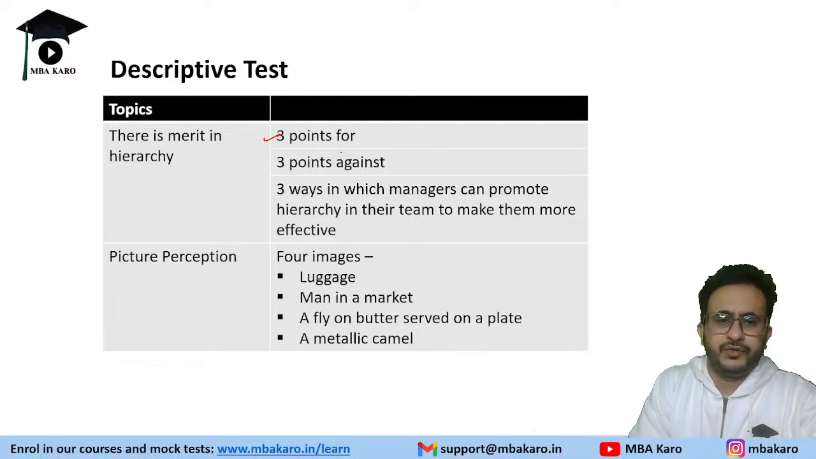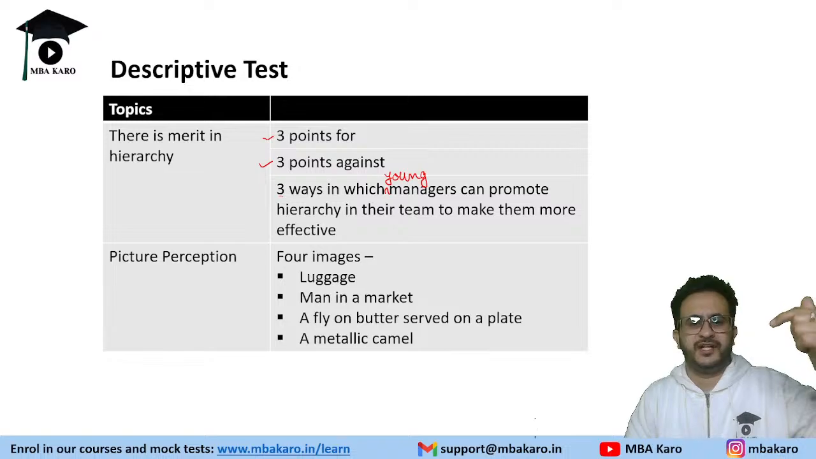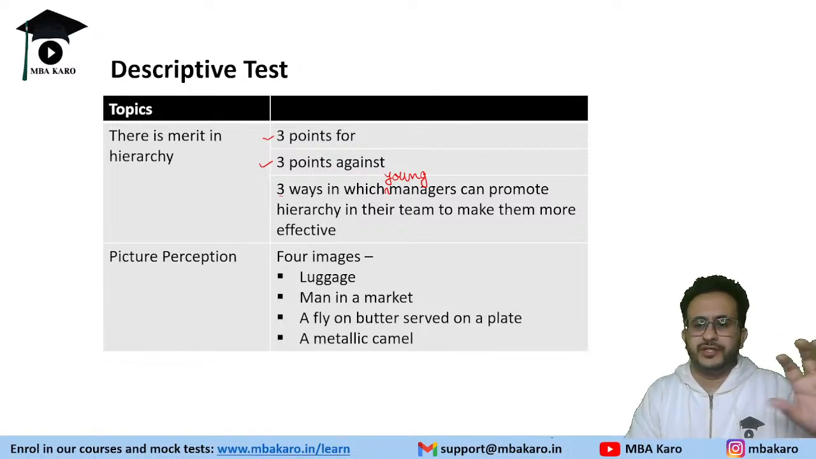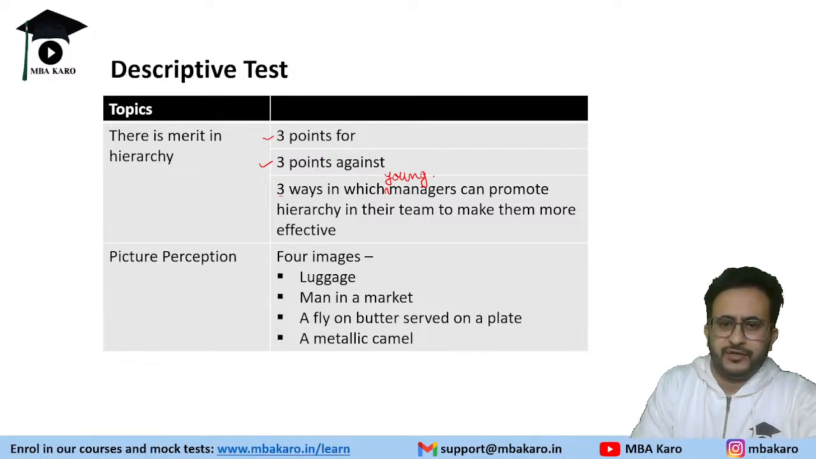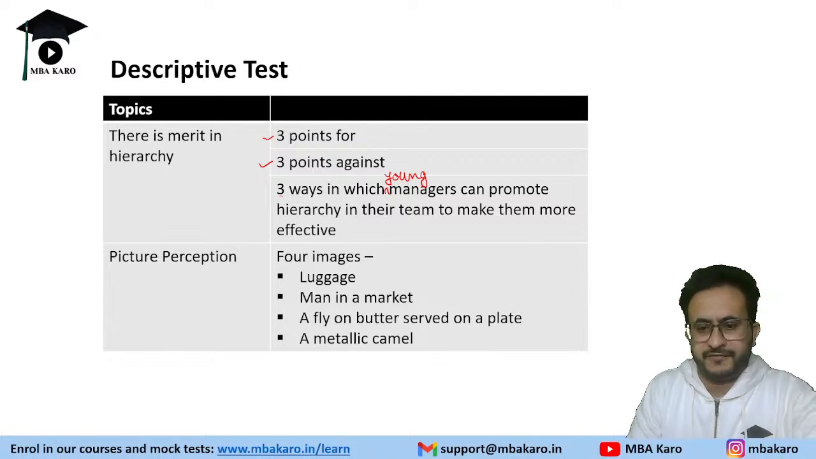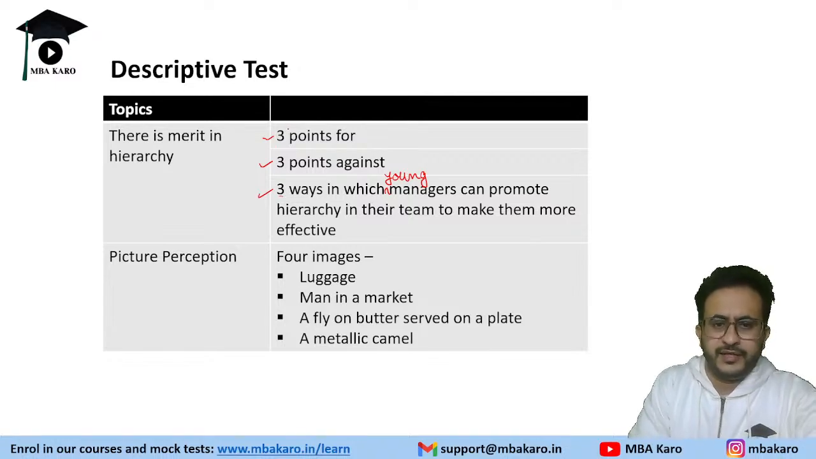You have to write three points for, three points against, and three ways in which managers can promote it. In fact, they use the words young managers. This is a trend which I've noticed. Every year they give you this kind of statement: one statement for, against, and how young managers can use that effectively. So how can they promote hierarchy in their team to make it more effective? These are the three pointers.